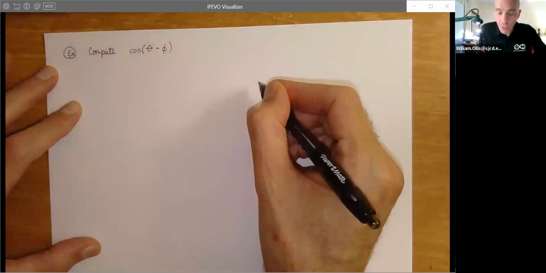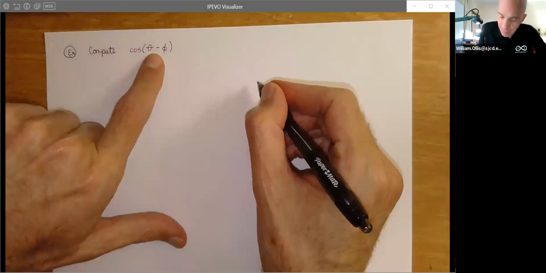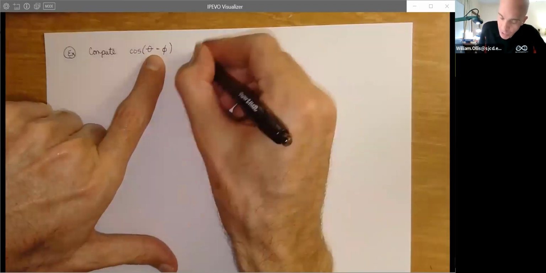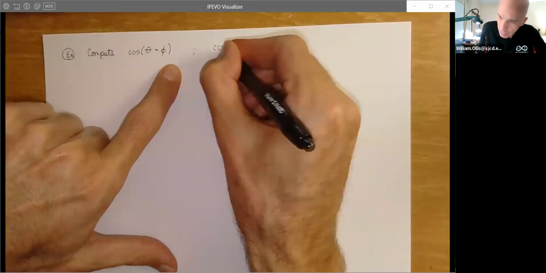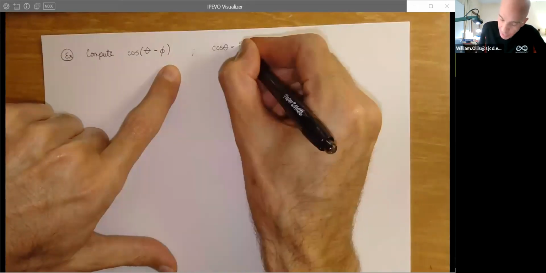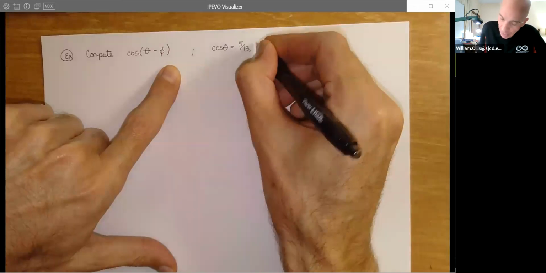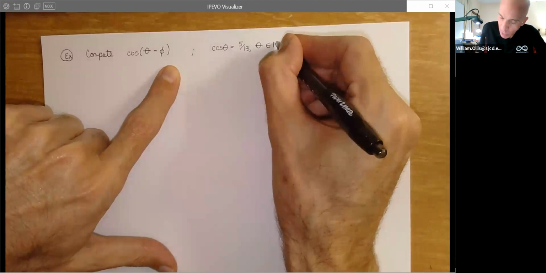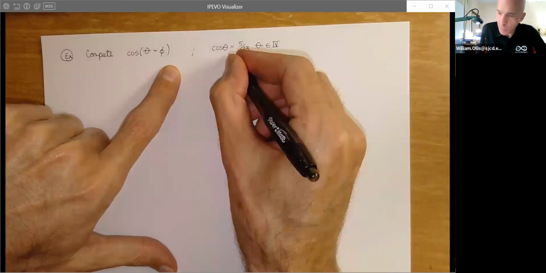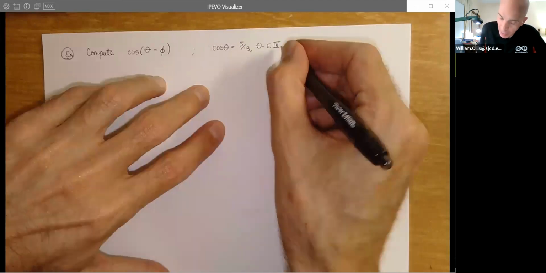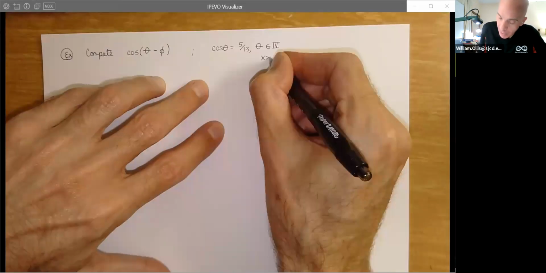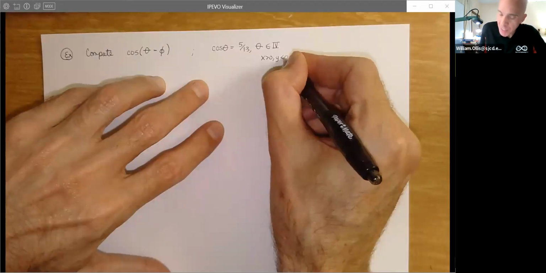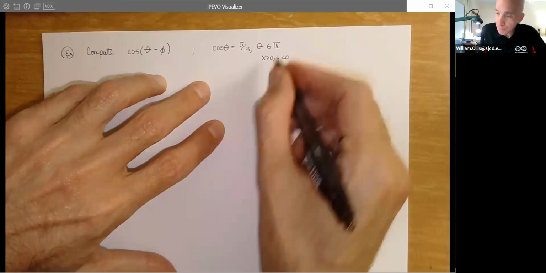We want to compute cosine of the difference, and we're given that cosine of theta is 5 over 13, and theta terminates in the 4th quadrant. Okay, that's consistent. We know cosine is positive there because x is positive, but now we just say x is positive, y is negative. So that's the arithmetic that we have to use for this quadrant.